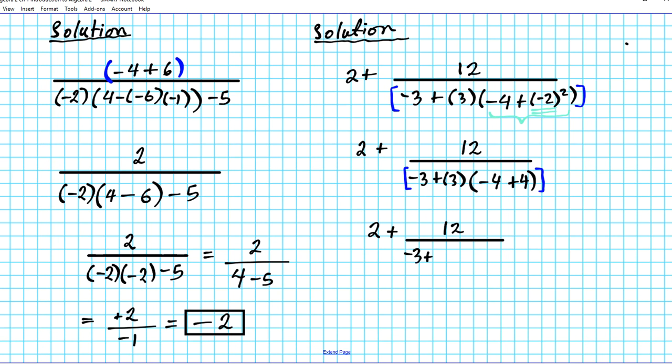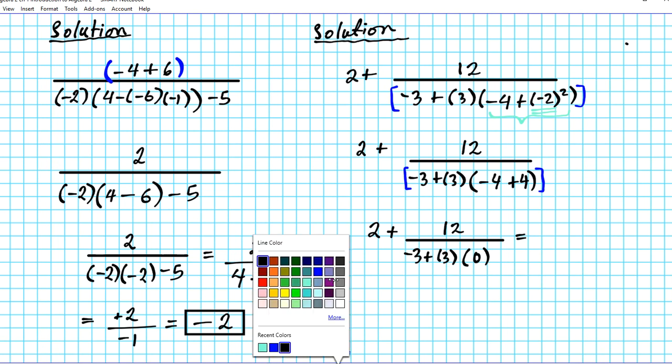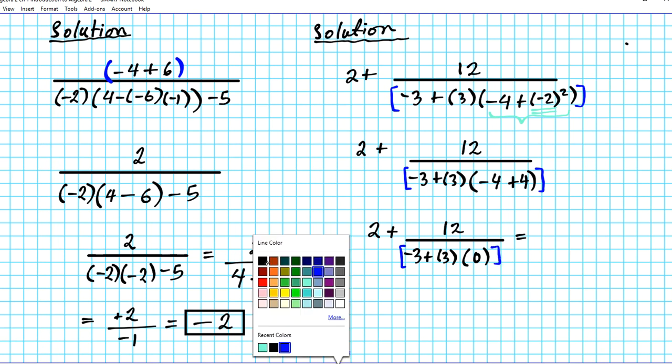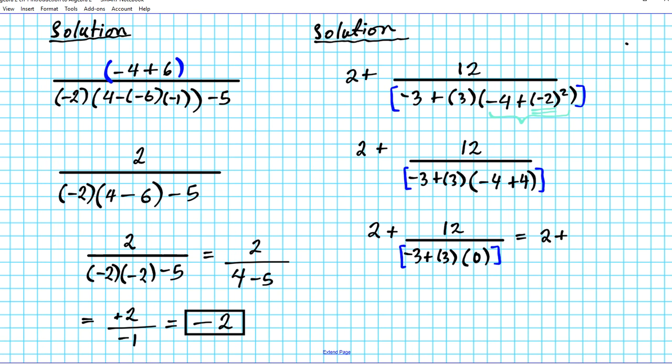So we have negative 3 plus 3 times negative 4 plus 4, which is going to be 0. Like that. And then we still have the imaginary parenthesis in the denominator, so we're still working with the denominator. And then now we have 2 plus 12 divided by, now what are we going to do first? Are we adding or multiplying? And please excuse my dear Aunt Sally, you multiply and divide before you add or subtract, okay? So we're going to multiply 0 times 3. 3 times 0 is 0, so we have negative 3 plus 0.